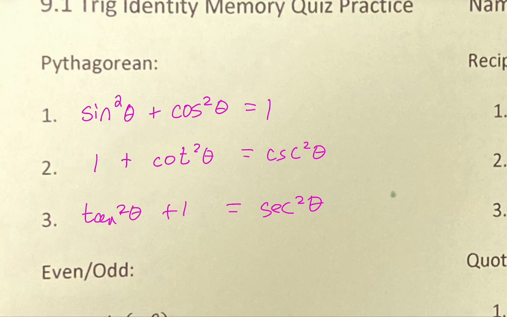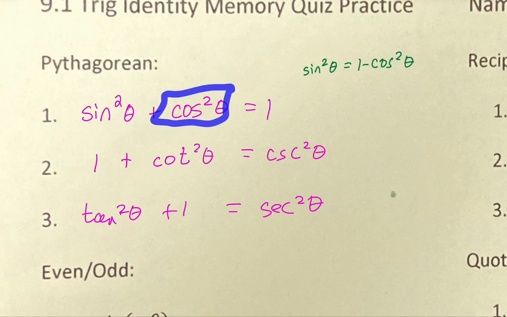So here's what I mean. This first one here, if I subtract the cosine squared to the other side, one alternative to our first one is that sine squared is 1 minus cosine squared. So if you put that on the back of the quiz, I'll give you some bonus. Another alternative is, what if you leave the cosine squared, but you subtract the sine squared to the other side? So you could also say that cosine squared equals 1 minus sine squared.